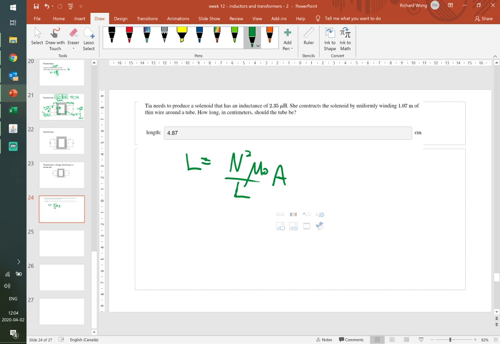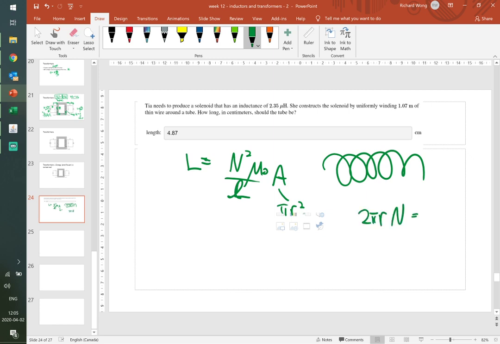So what we're told is we have a certain length of wire. That's not the length of the solenoid. Oh, geez, terrible nomenclature there. That's the length of the wire as it goes around and around and around. So what we know is that if you have A as pi r squared, then each loop is 2 pi r, and the number of loops times that is equal to 1.07 meters.